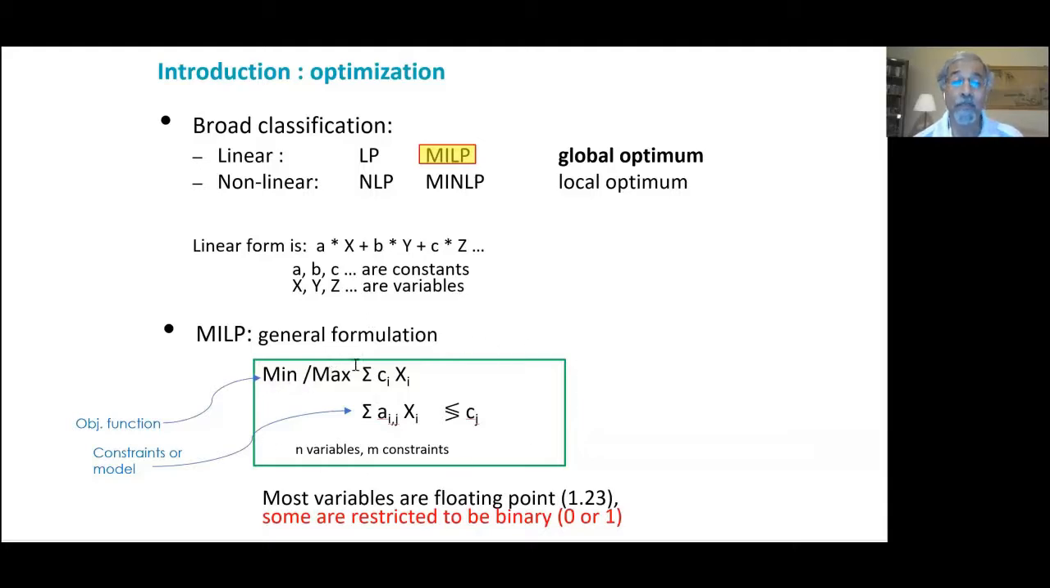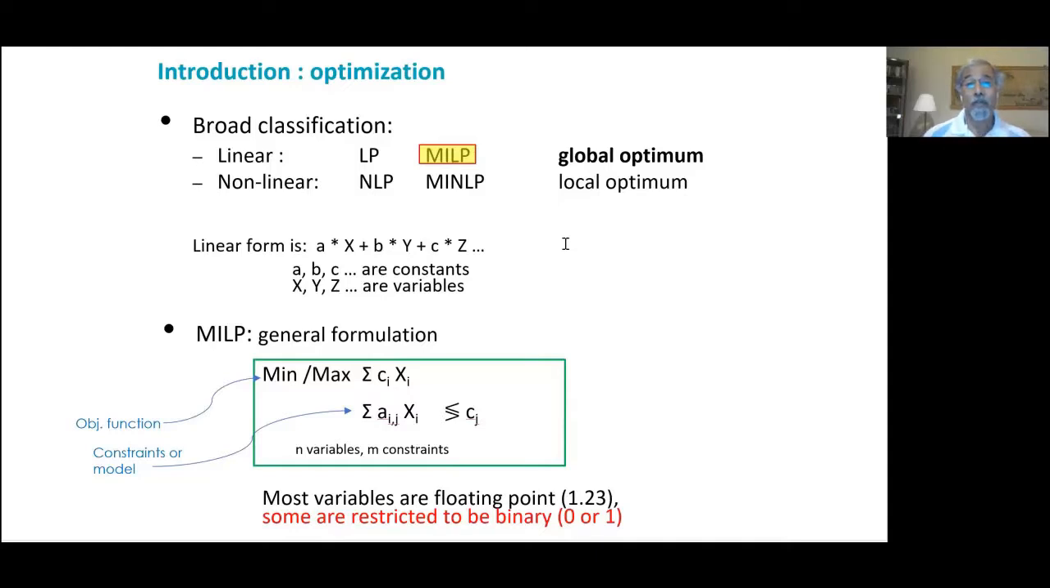You have one objective function, only one, and this is a linear form. And you have many constraints. I'm saying M constraints, and each one is a linear form. Each has a right-hand side, and these could be equalities or inequalities, greater than or less than type. Most of the variables, the X, Y, Z's, are going to be floating point, but some would be restricted to binaries. That's where the mixed integer part comes in.